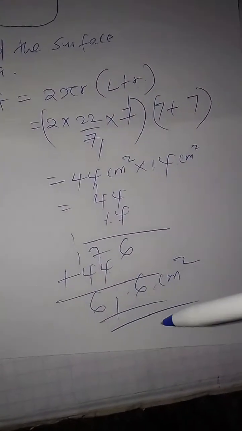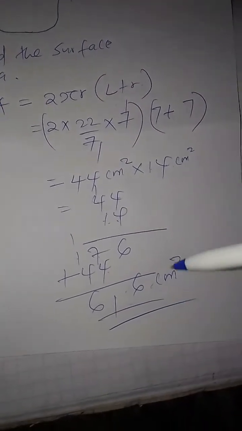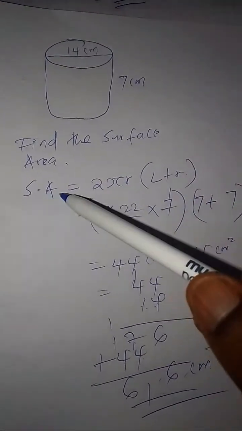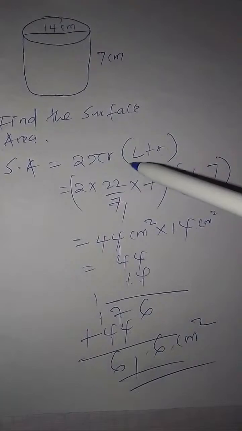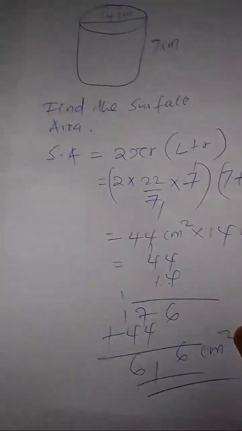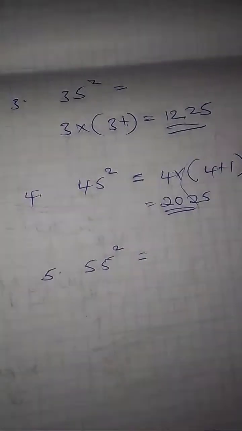Right now, if you are a new visitor, we are talking about how we can find the surface area of a cylinder. And we've said that the surface area of a cylinder is 2 pi r into bracket L plus r. Okay, let's work out how we can find the surface area of a cube. Suppose we have a cube. I'm trying to draw a cube.